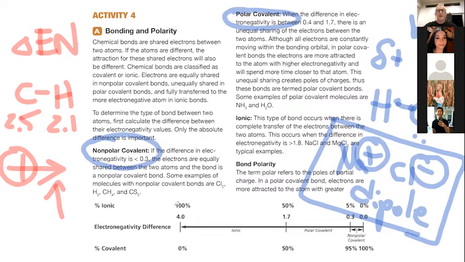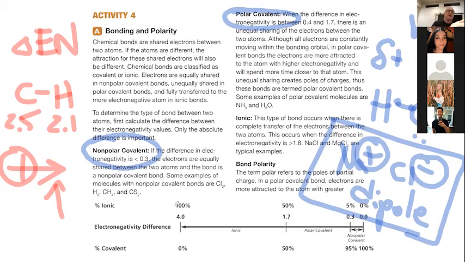Remember, we point it at the element that has the higher electronegativity because it's the one that's going to be slightly more negatively charged. So who's that going to be, carbon or hydrogen? Carbon, slightly higher, right? Carbon is slightly higher electronegativity.